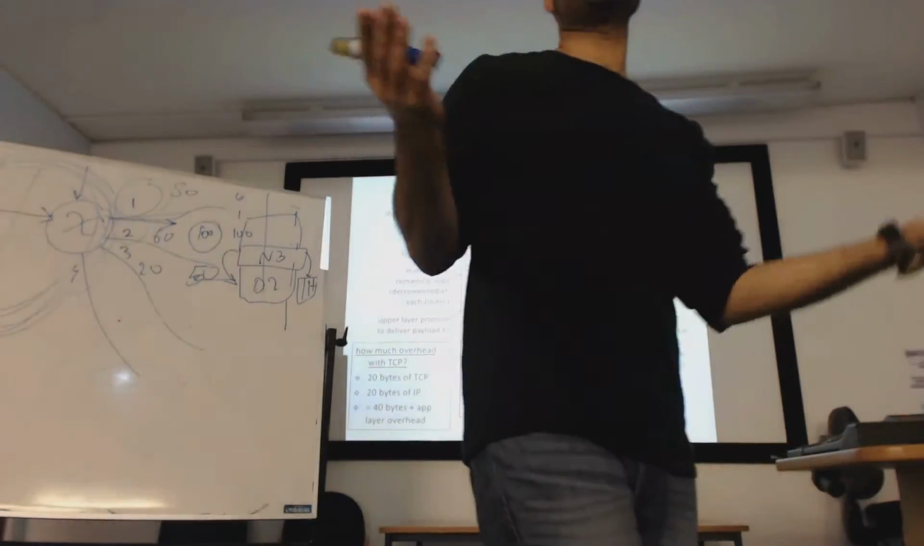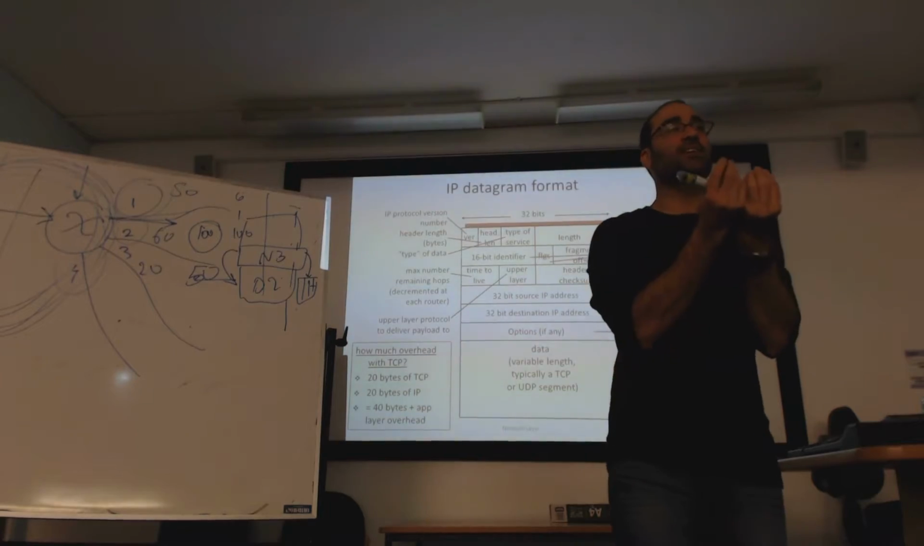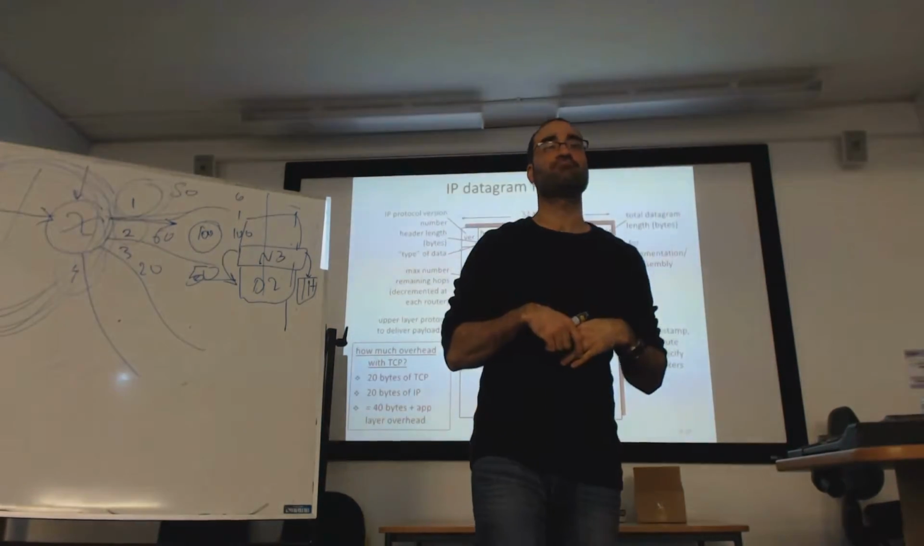Data. That will have the data inside. This is the actual and the most important information. This is the actual data coming in from your lower layers or the higher layers. Any questions?